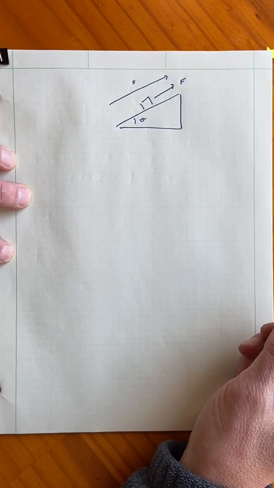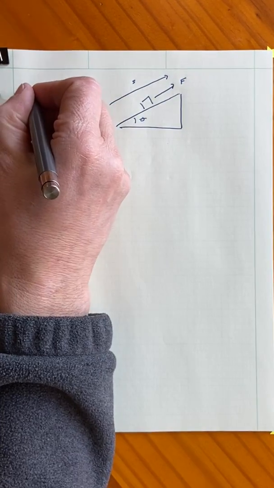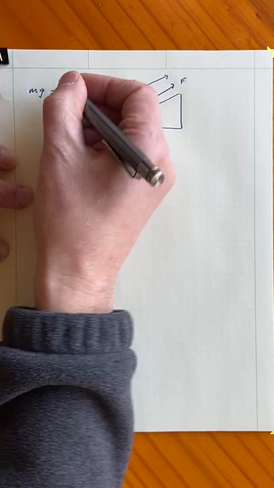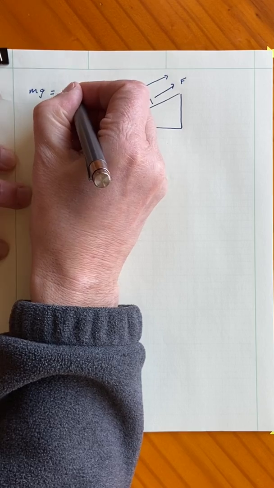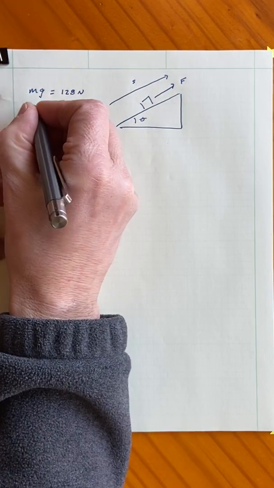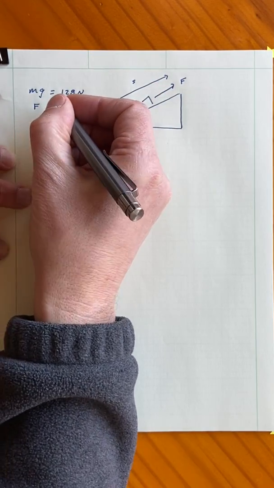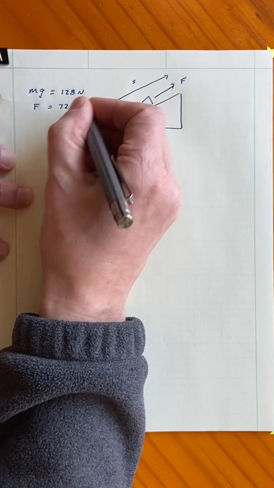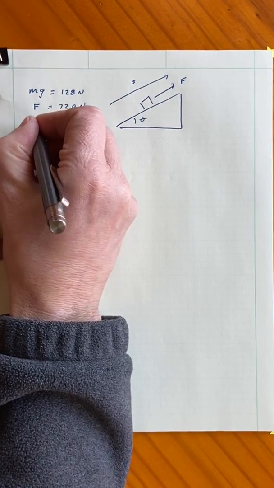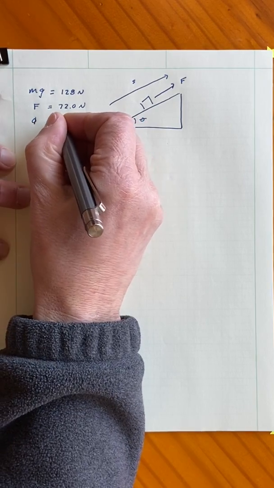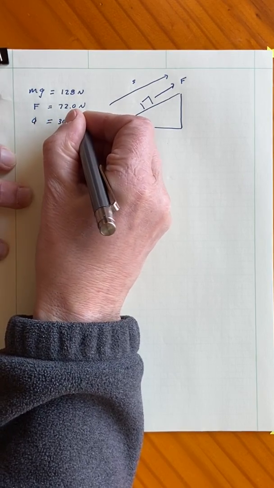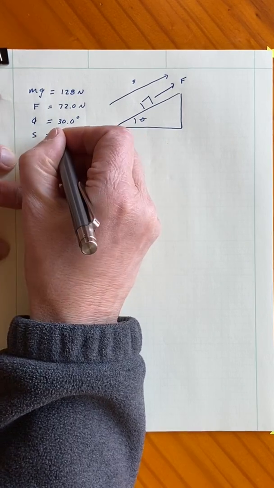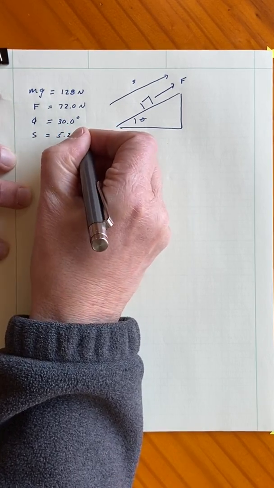As I read the problem, I see that the weight of the block is 128 newtons, and the applied force is only 72 newtons. The angle of the plane is 30 degrees, and the distance that the block moves up the plane is a total of 5.2 meters.